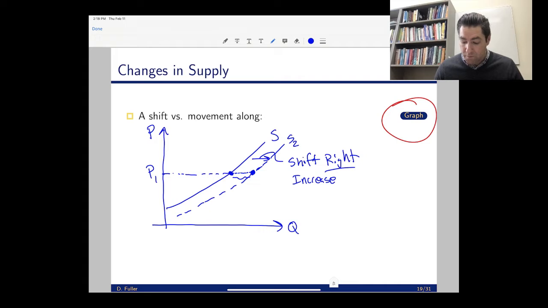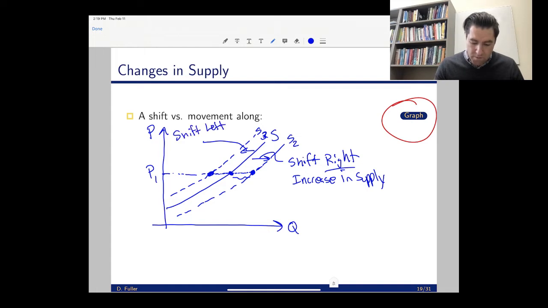I'll use both terms to describe that shift to the right, an increase in supply. So that's at every price I'm willing to supply more. Another way to go is if at every price I want to supply less. That would be a decrease in supply or a shift to the left. So we'll call that S3. Shift left or a decrease in supply. Okay, so the curve is moving.